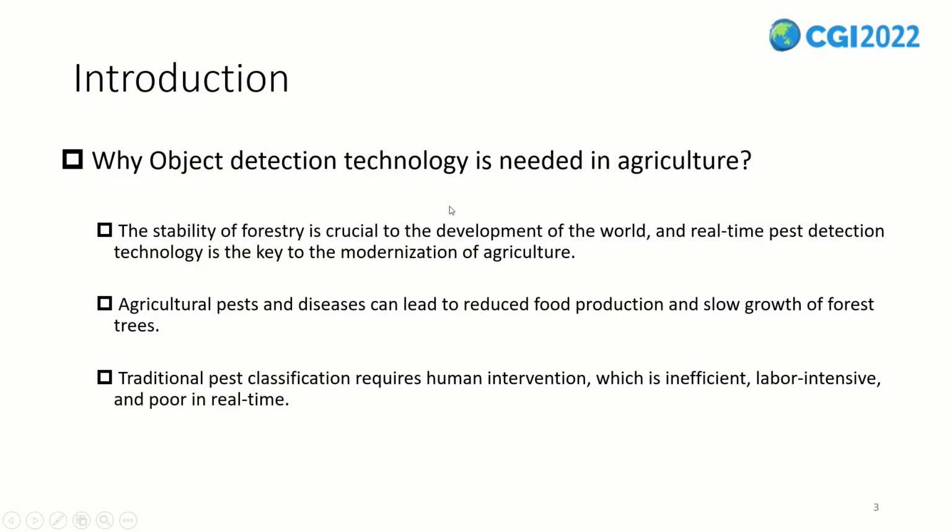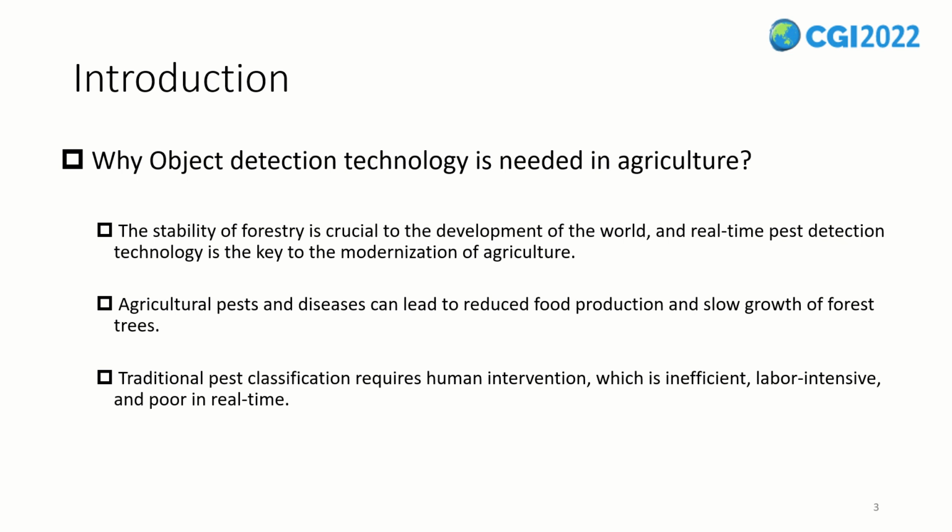I want to ask a question. Why is object detection technology needed in agriculture? I think there are three reasons for this. Firstly, the stability of forestry is crucial to the development of the world, and real-time pest detection technology is the key to the modernization of agriculture.